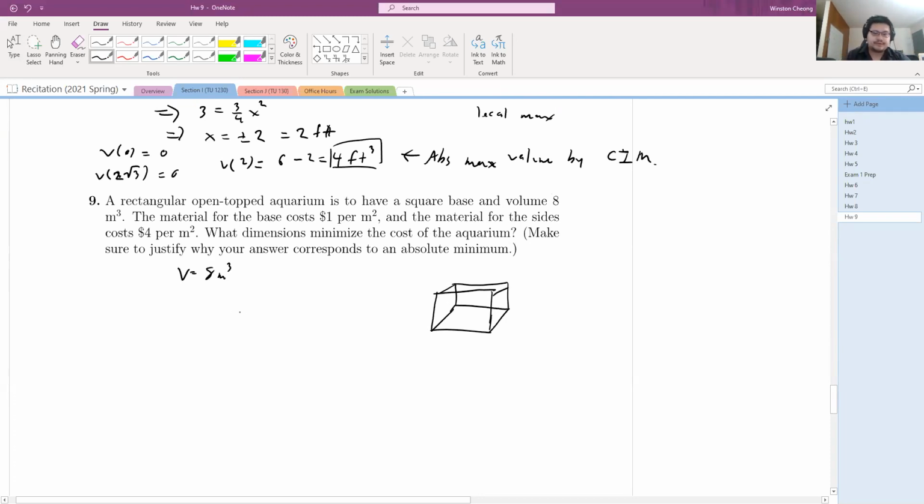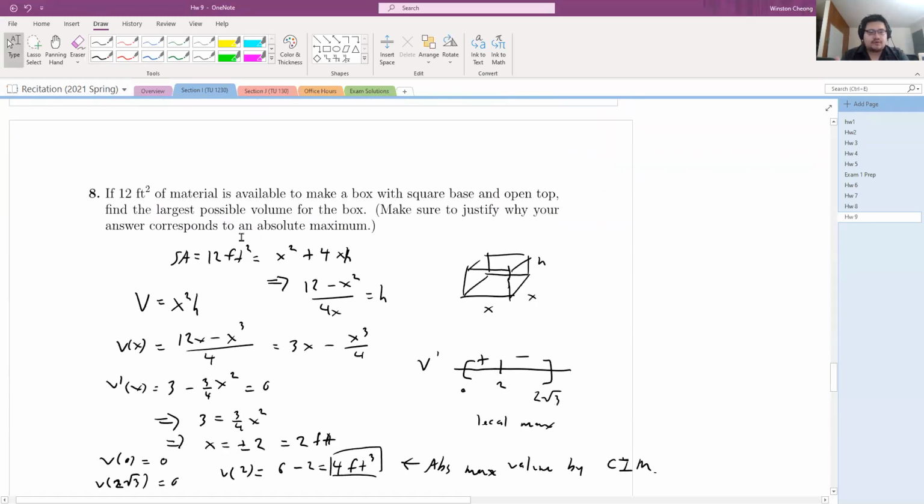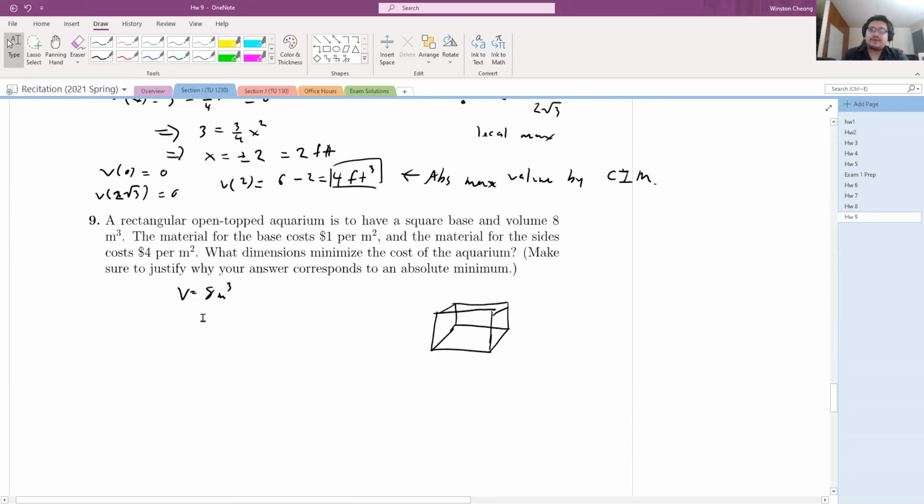Okay, so notice that now there's a difference. The difference here is from 8 to 9, right? 8 told us the surface area, and we were trying to optimize the volume. Now we're given the volume, and we're going to end up trying to optimize a weighted version of the surface area, and this makes a difference.